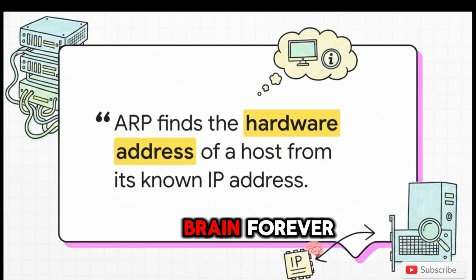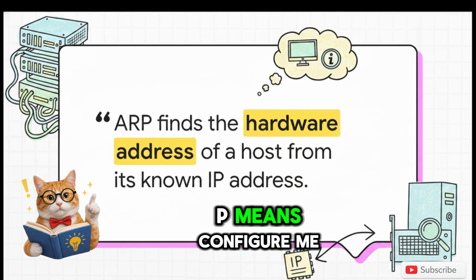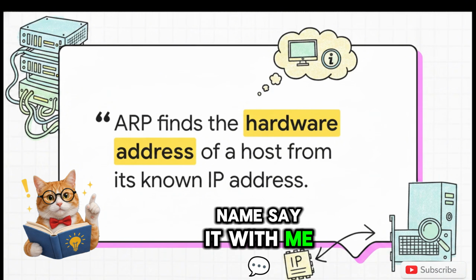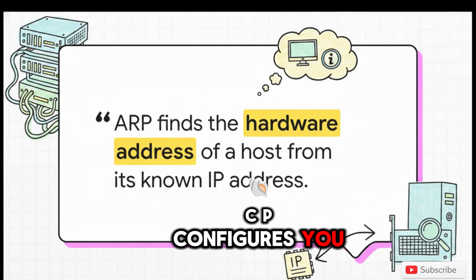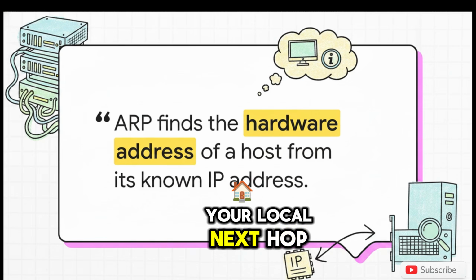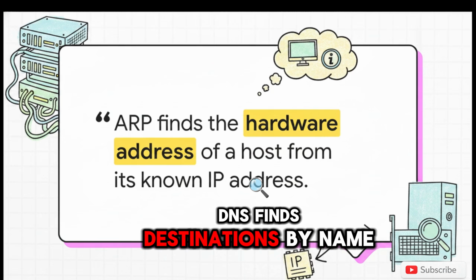To lock this in your brain forever, just remember this little cheat code. DHCP means configure me, ARP means find locally, and DNS means find by name. Say it with me. DHCP configures you, ARP finds your local next hop, DNS finds destinations by name.